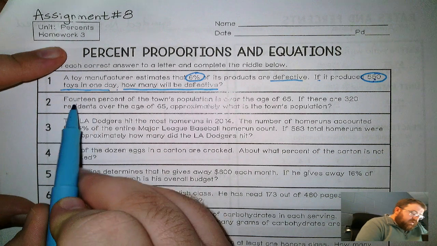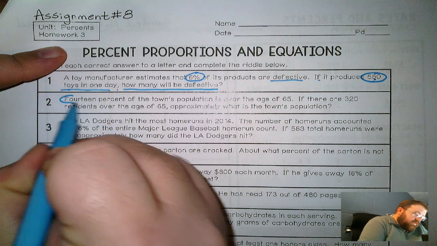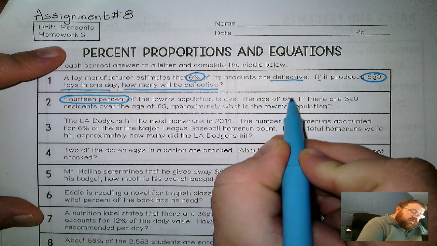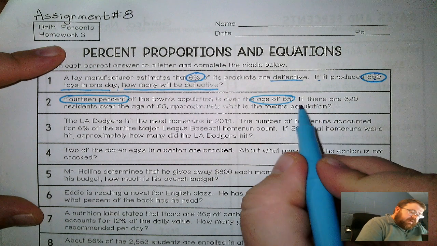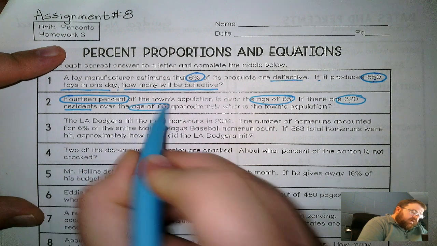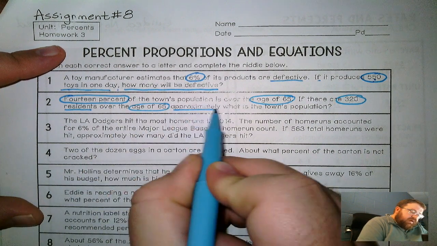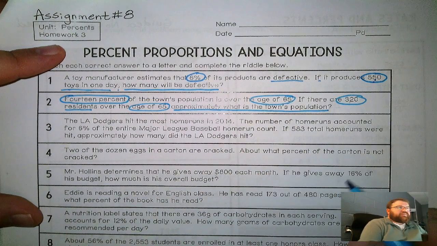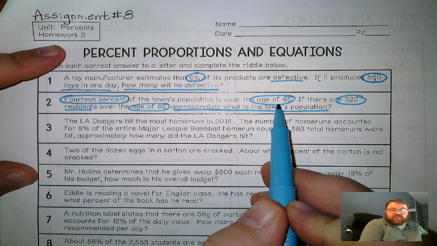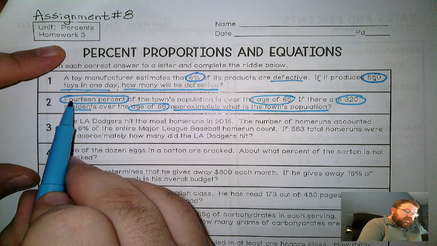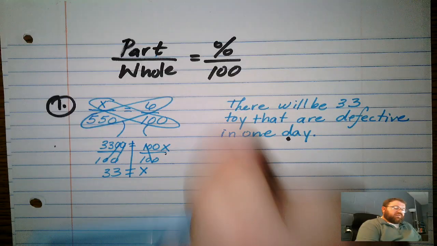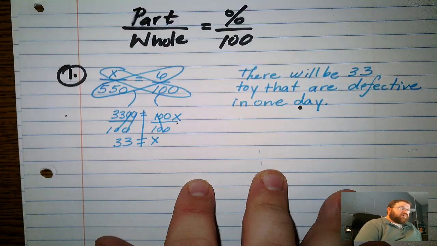Problem number 2 says 14%, so I'm going to circle that, of the town's population is over the age of 65. If there are 320 residents over the age of 65, approximately what is the town's population? So what I'm dealing with is we're talking about an age cohort of 65 or older. It says that 14% of the town's population, so this has a percent with it. So we know that it goes above the 100.